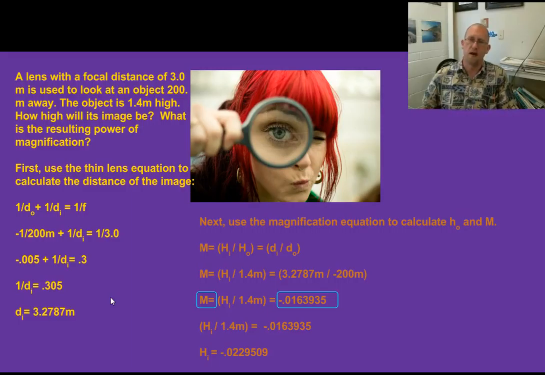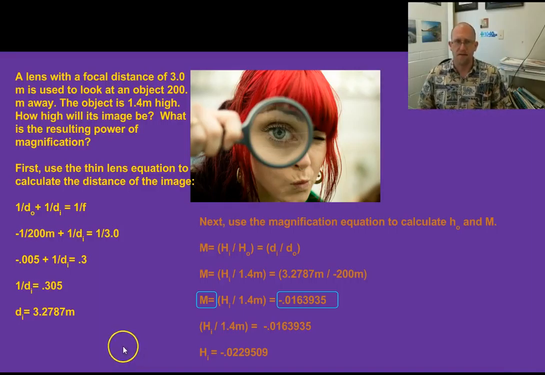Now, I need to figure out the magnification, and I need to figure out the height of the image. So the height of the image is what I'm looking for here. The height of the object, I know. The distance to the image, I just figured out, and the distance to the object was given to me. Notice the distance to the object is negative here because it's towards the object. That's negative direction. So negative 200, and here I have the distance to the image is positive 3.389.